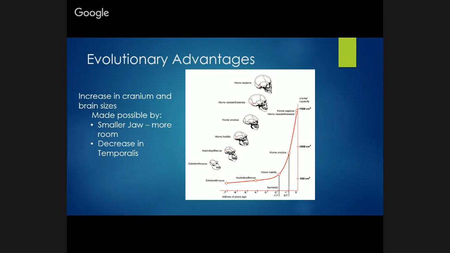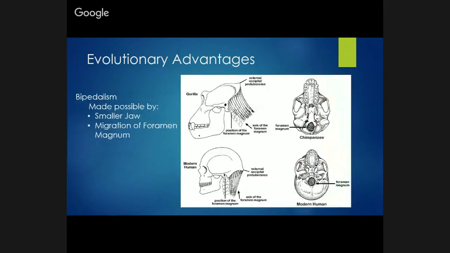This muscle attaches to the cranium, and with reduced tension, the cranium would have the opportunity to grow a little more. Another evolutionary advantage made possible by a smaller jaw is bipedalism. Because of the reduction of the size of the jaw, there was more room for migration of the foramen magnum, which is where the spine attaches to the skull.